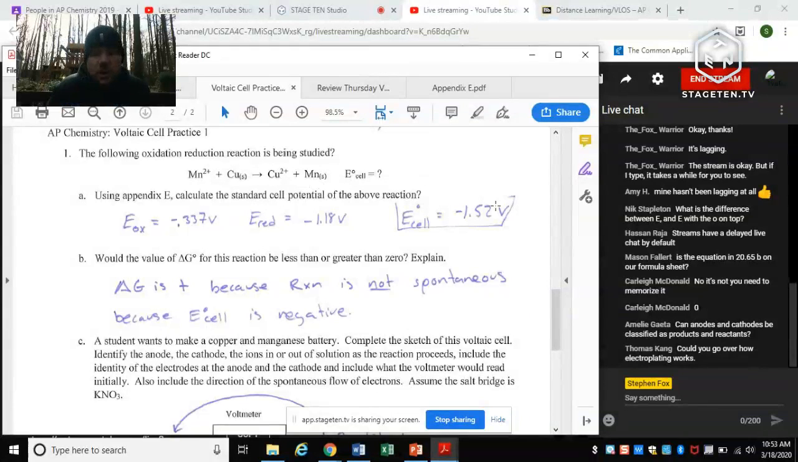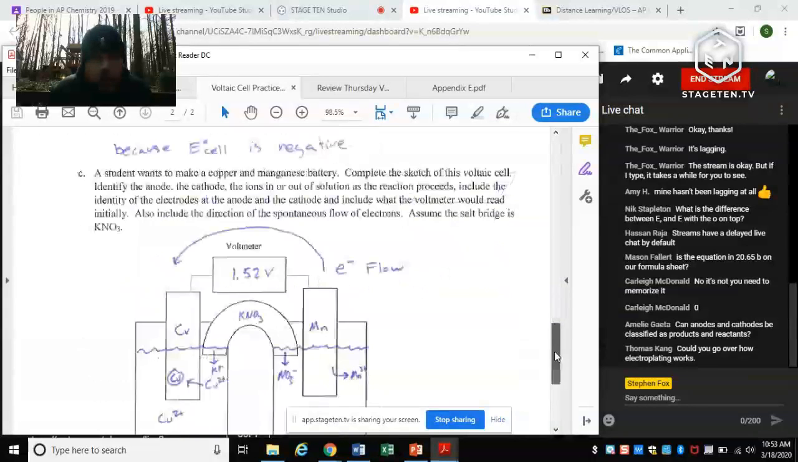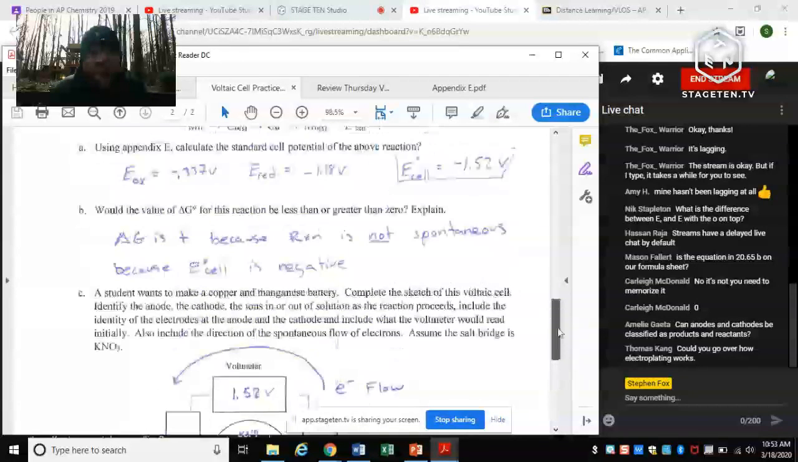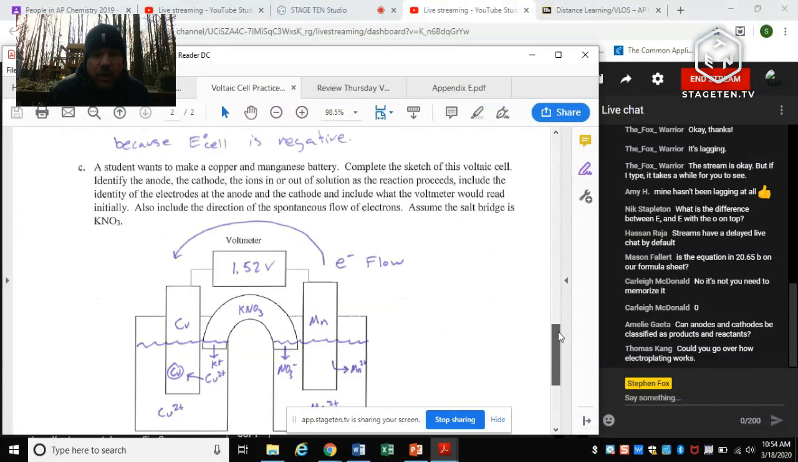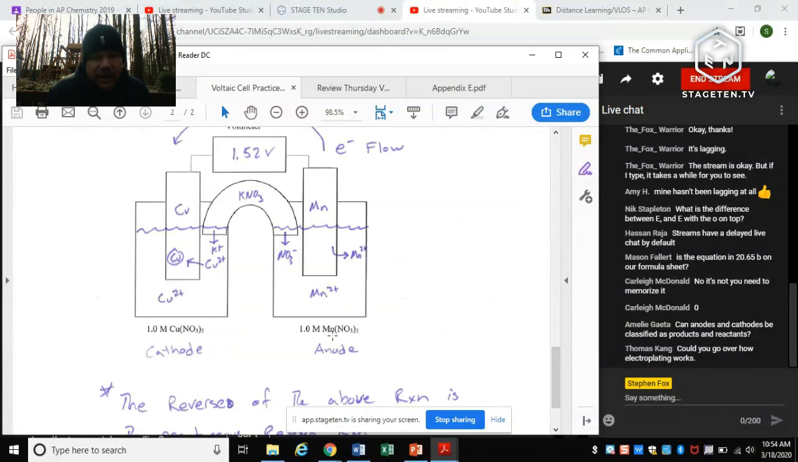All right, so as we scroll down here, we had to make a battery. They set up everything in this reaction, but instead of the forward reaction, the reverse reaction is going to happen because it's the reverse reaction that's the spontaneous one, all right? So if we set up a galvanic cell, it's the reverse reaction that's happening, so manganese has to be oxidized and copper has to be reduced.